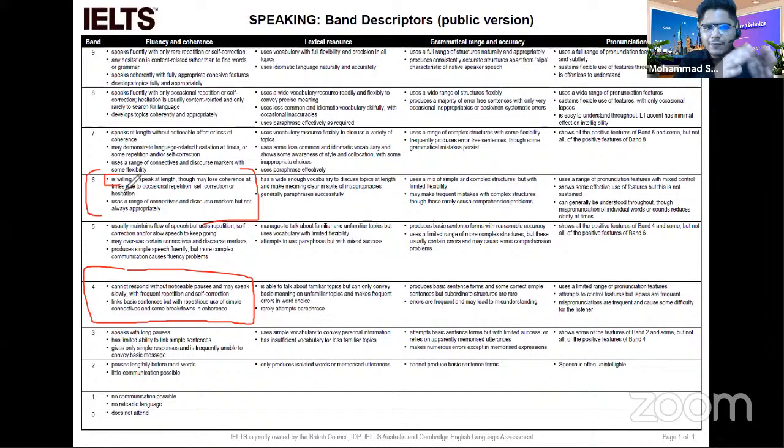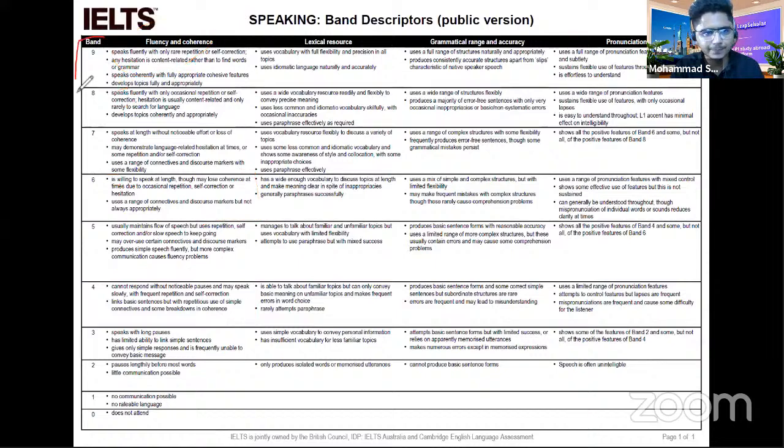Okay, so now we have come till band 6. Let's move on and look here at band 9. A person who will get a band 9, what will it look like under the fluency and coherence part? Yes, Priyanka, can you read this, please? Band 9 under fluency and coherence.